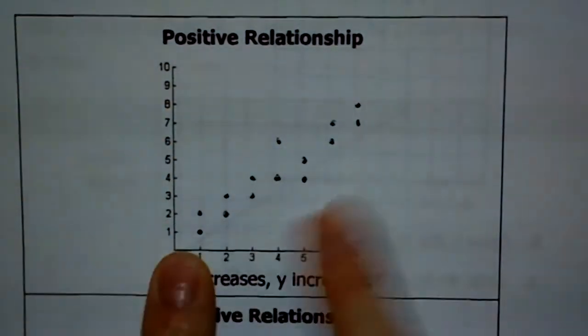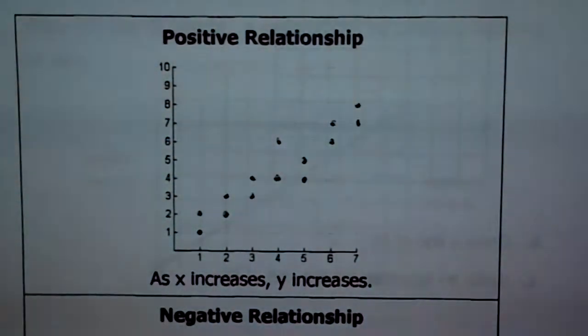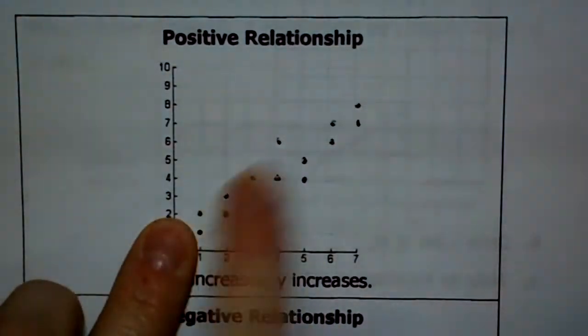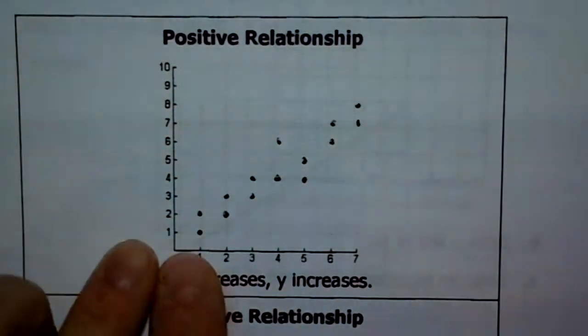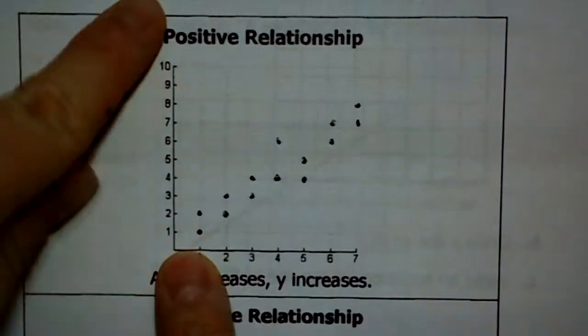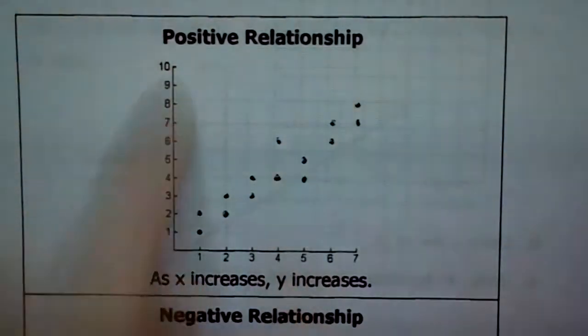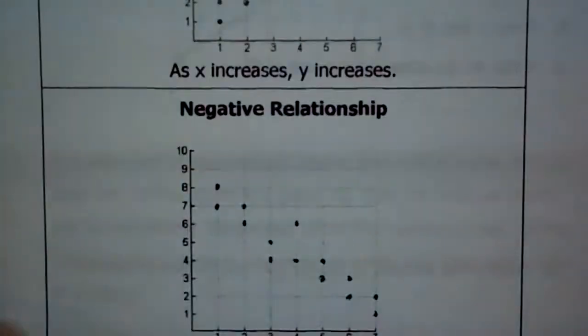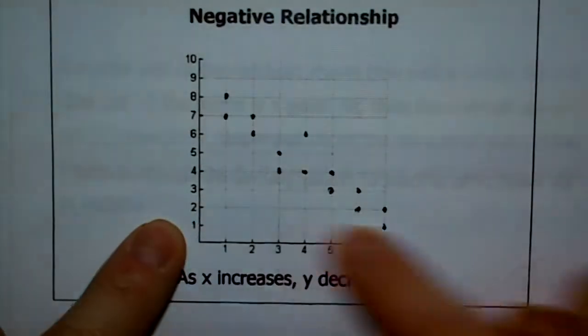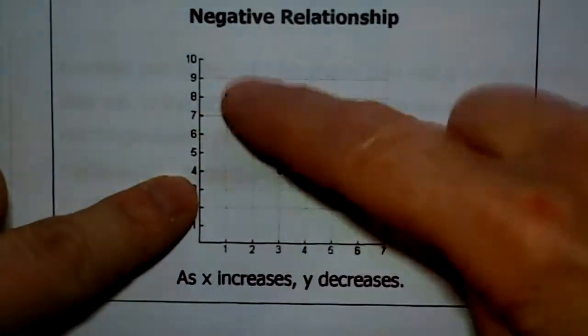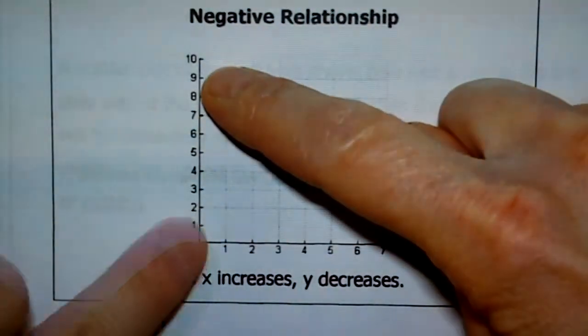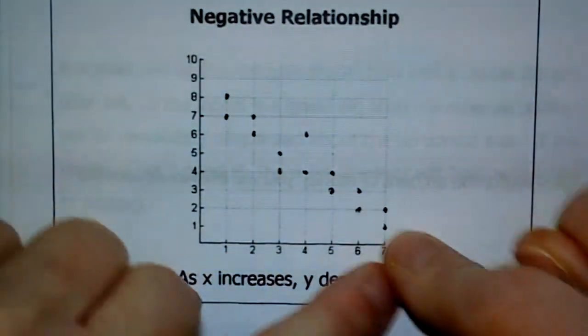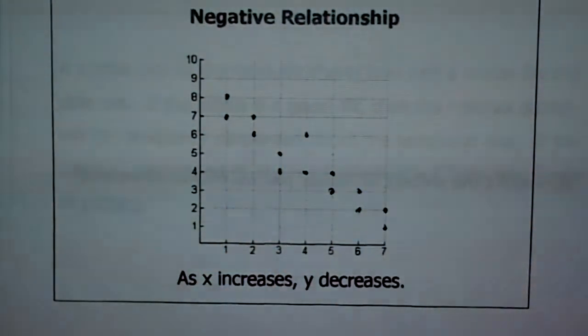If you look at all of the dots on a scatter plot, and you see that they're going up, so as x is increasing, this is my x-axis, y is increasing too, that means there's a positive relationship or positive correlation. If you see that as x is increasing, y is decreasing, so here's x up here, as x goes up, y goes down, that means there's a negative relationship or a negative correlation.